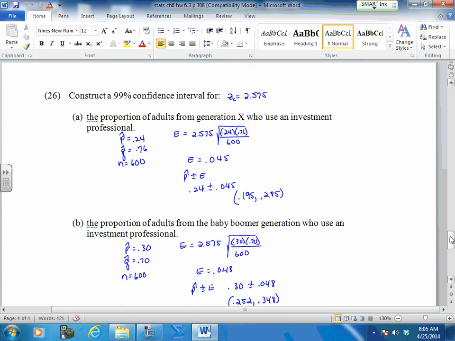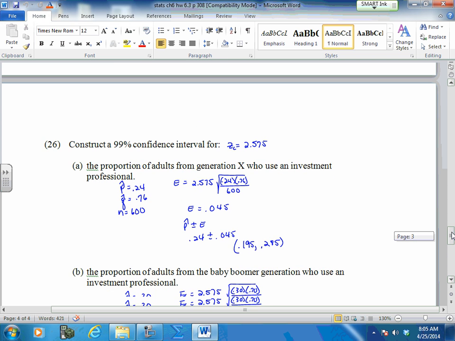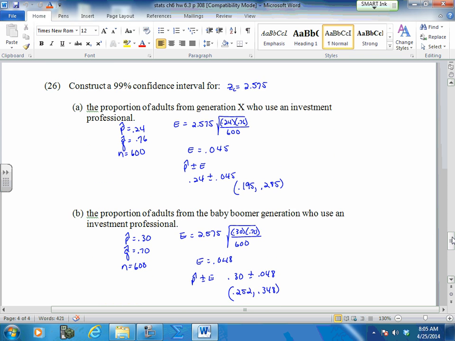And we're going to have to do 26. Oops, is this 27? This must be 27, right? Yeah. Okay, sorry, 26. Construct a 99% confidence interval. Again, there's your ZC. And you had to go to your chart for Generation X who used an investment professional. 24% said yes, therefore 76% said no, out of 600. And then they had to do a different one from that chart. So your p-hat changes, your q-hat changes, your n was the same.